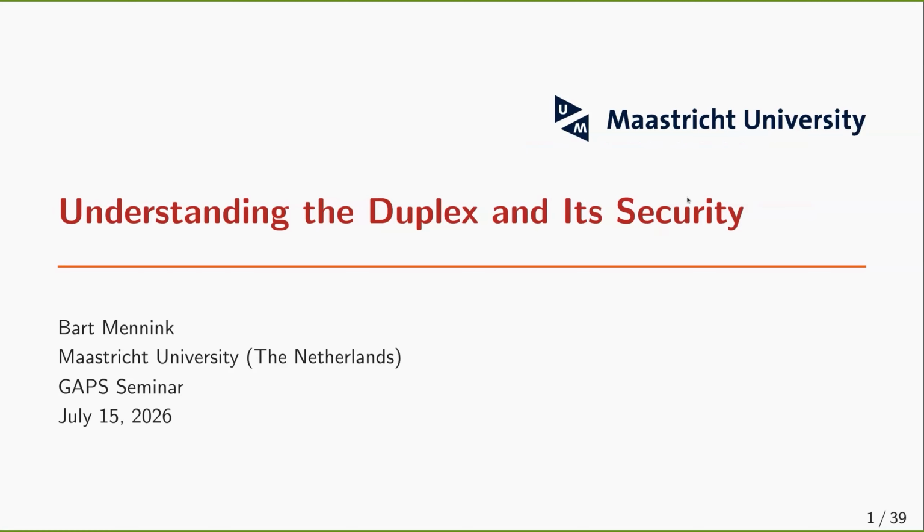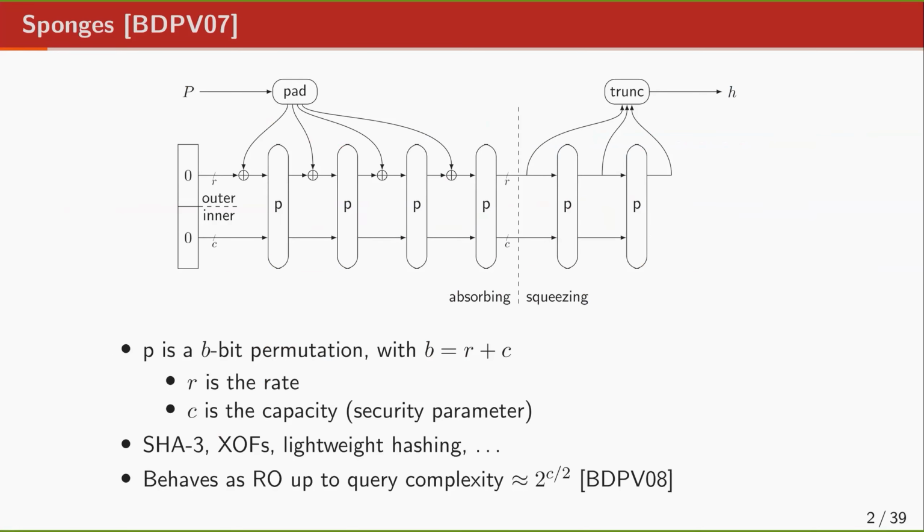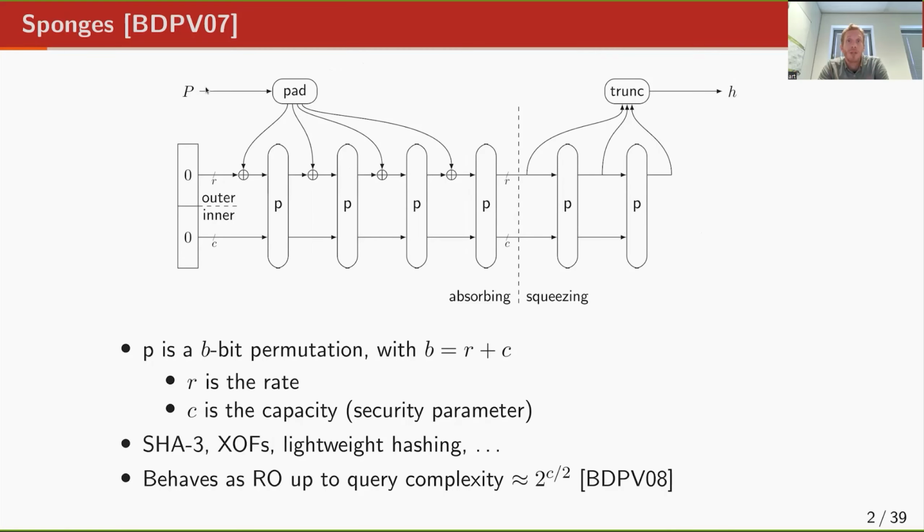So let me first start with the history. And the history starts all with the sponge. In 2007, we had the sponge construction. In the sponge construction, you use a b-bit permutation of C plus R bits. This b-bit permutation could be 1600 bits, and you split the state into an inner part of R bits and an outer part of C bits. C is typically the capacity, corresponding to twice the security parameter. R is the rate, which corresponds to how fast you can process the data.